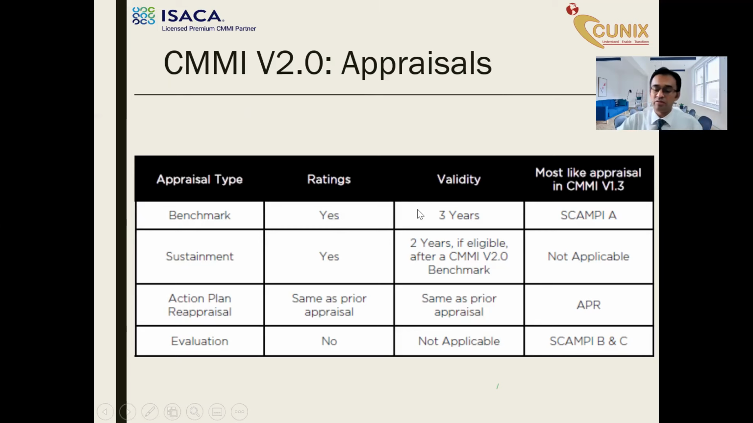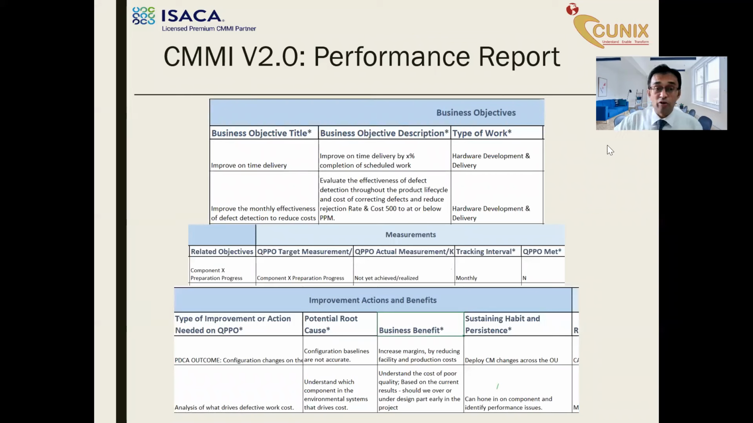Right. So this was about the appraisal perspective. And the last but very important point, one big change in version 2.0. Yes, it is applicable for level 5. Everything is applicable for level 5. Coming to this, there is a report called the performance report that is now expected as part of the appraisal delivery. And as I told you, version 2.0 focuses on business improvement. So business objectives and meeting them.